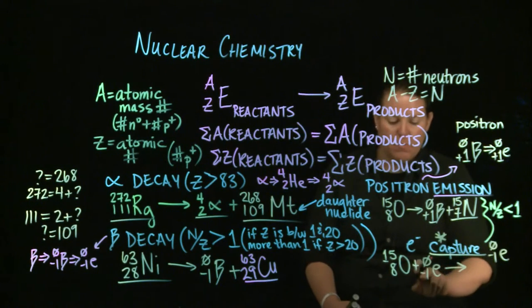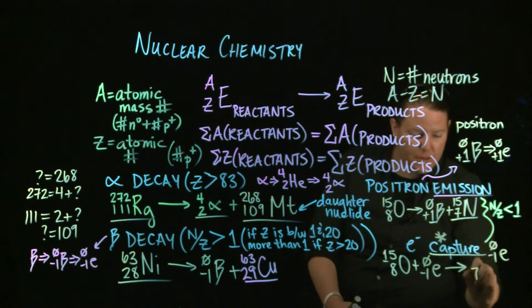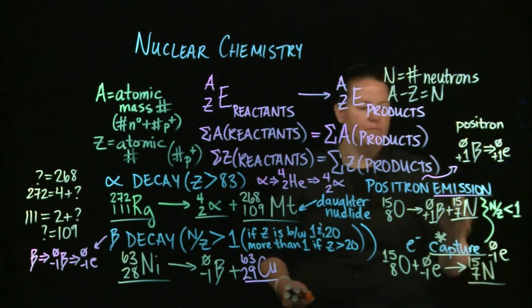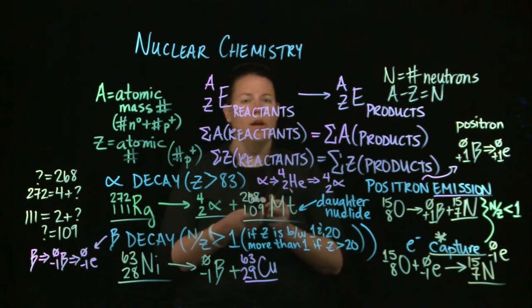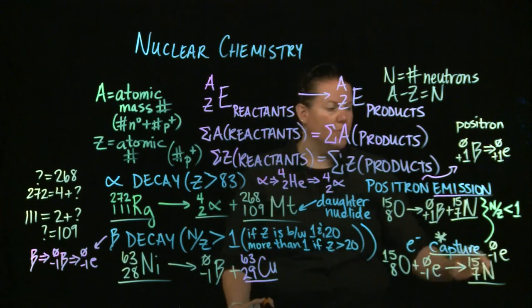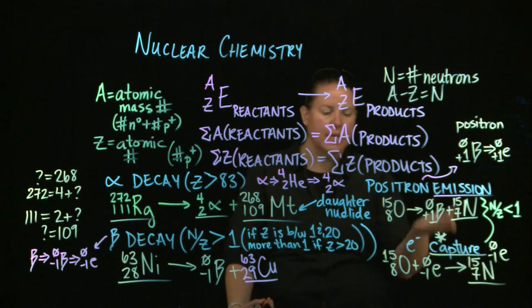And so then you do 8 + -1 = 7. 15 + 0 = 15. And that's still nitrogen, right? Either way, you made nitrogen as a result of this process, which is why both of these accomplish the exact same thing. They give you the exact same nuclide in the end.